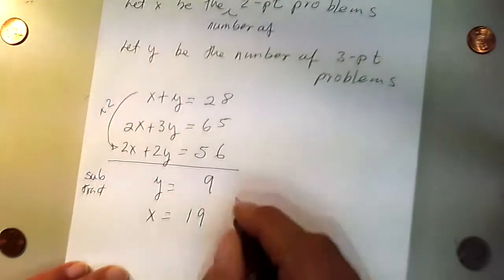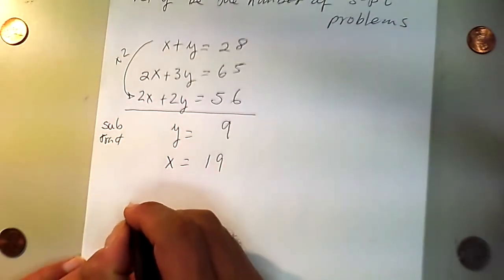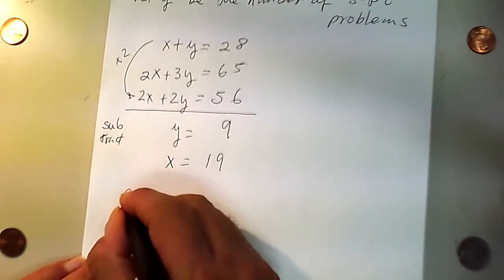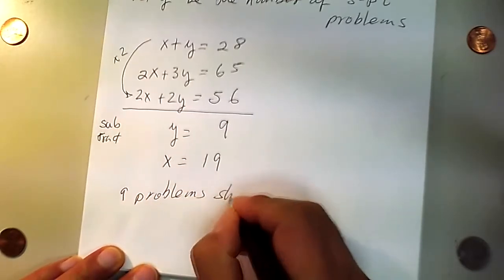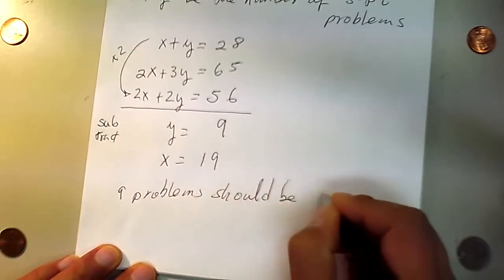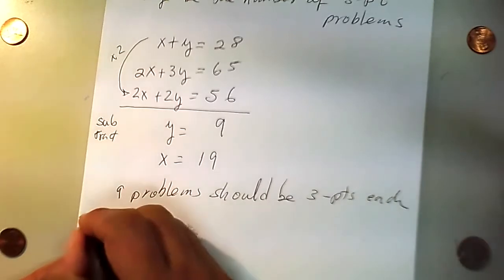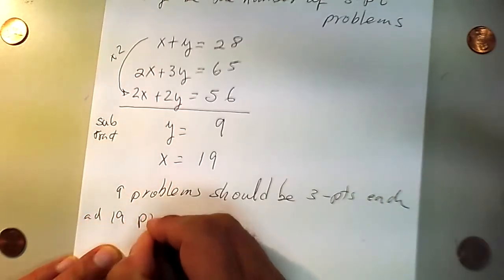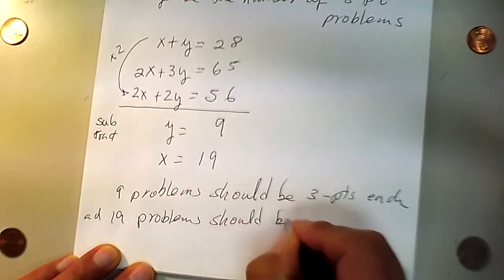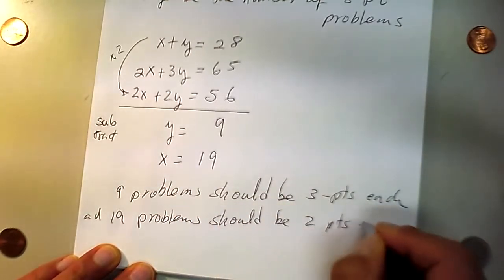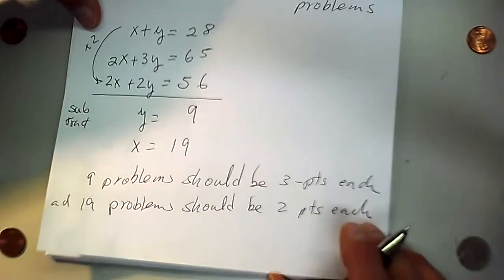Okay, so the solution to the problem is 9 problems should be 3 points each, and 19 problems should be 2 points each. By the way, before I wrote the answer, I should have probably double checked.